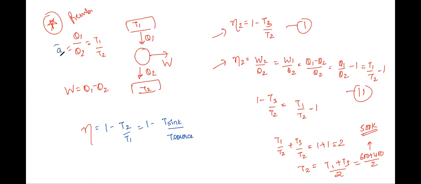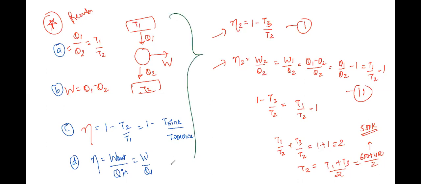So these are the three formulas that we all need to remember. And one more, that efficiency is basically work output upon heat input, or W upon Q1. These are the four formulas, class, which we need to remember. If you remember these four formulas from Carnot engine, you can solve any question by simple play of algebra.